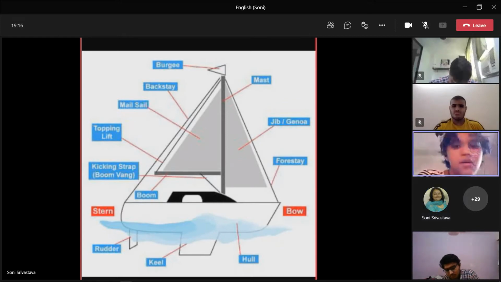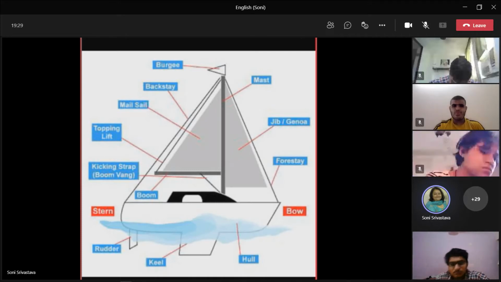Ma'am, I'm confused. If that one is a mast, then what would the other one be? Because in our book, there are two shown, and they are not given jib as an option. Yeah, you just write the mast. The mast is that black pole which is there. That holds on to the sail, the mainsail. It holds on to that. That is the mast.